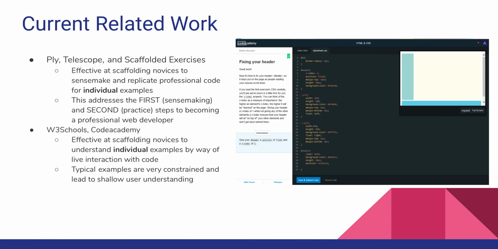W3Schools and Codecademy are external websites that present themselves as platforms where you can learn how to code, and they're effective at scaffolding novices to understand individual examples by way of live interaction with code. The idea is you're able to edit code rapidly and get rapid feedback, as you can see in the browser on the right. Now, the drawback is that typical examples presented in Codecademy and W3Schools tend to be very constrained because they aim to cover breadth over depth, and as a result, they lead to a shallow level of user understanding.